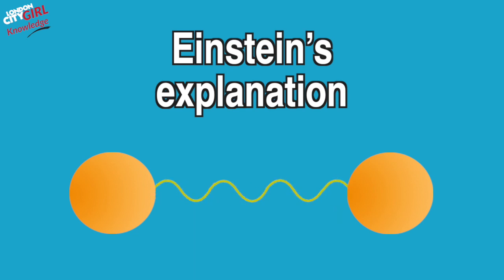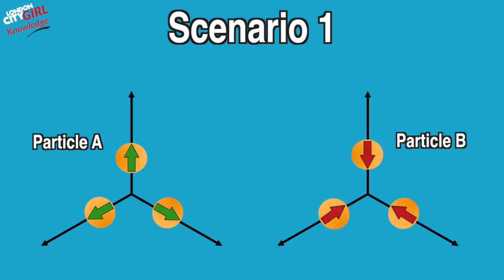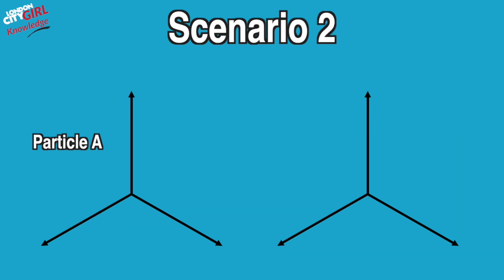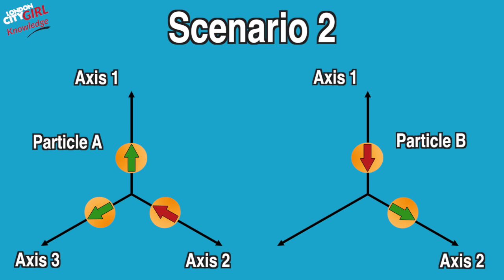Einstein's explanation gave us 2 scenarios. One where particle A could decide that it would show spin up in all axes and particle B would show spin down in all axes. Or another scenario where particle A decided to indicate spin up in axis 1, spin down in axis 2, and spin up in axis 3, while particle B decided to indicate spin down in axis 1, spin up in axis 2, and spin down in axis 3. There could be different combinations.